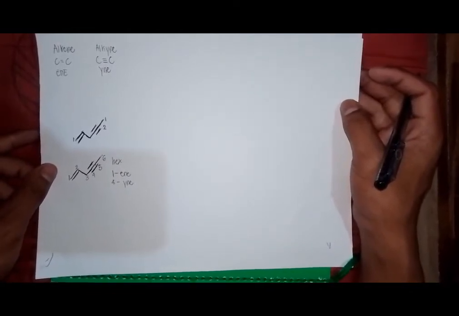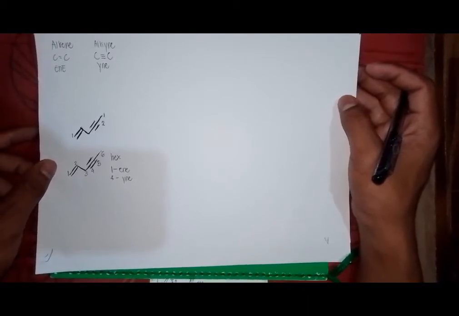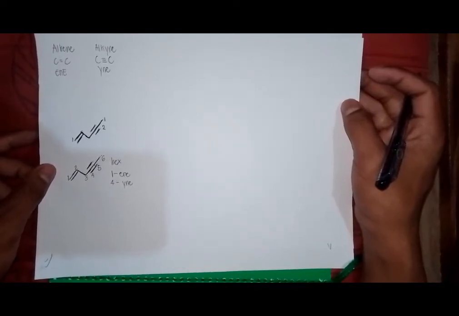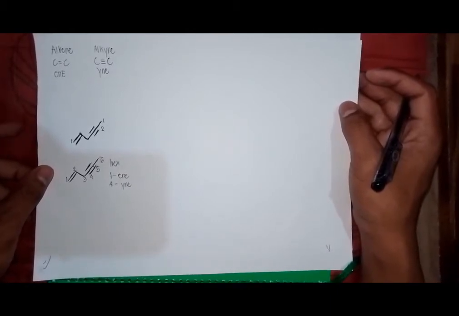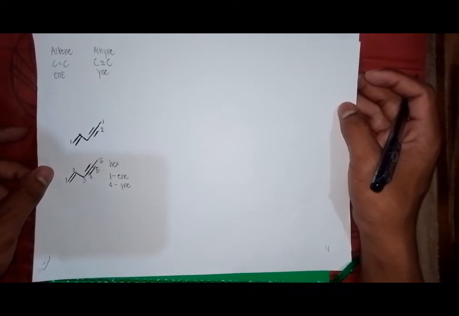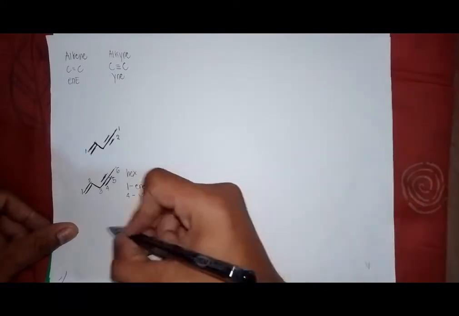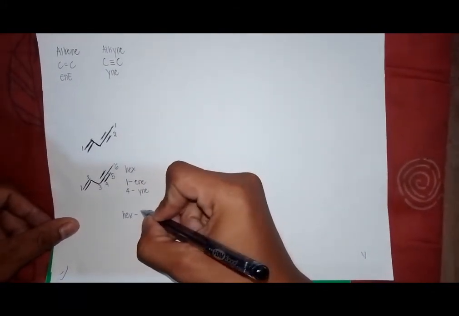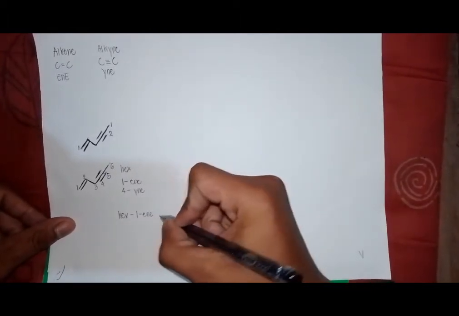In previous examples, we've shown that you could put the number before the name, but because we have 2 last names here, each number has to precede its specific functional group. This gives me a complete name of hex-1-ene-4-yne.